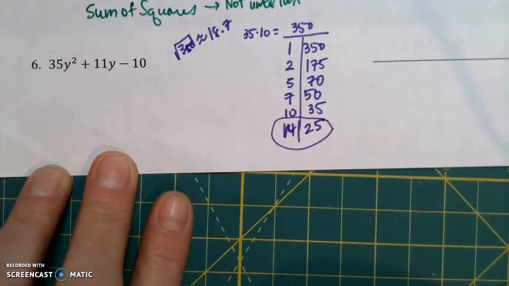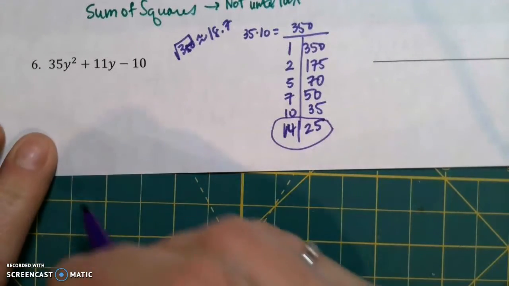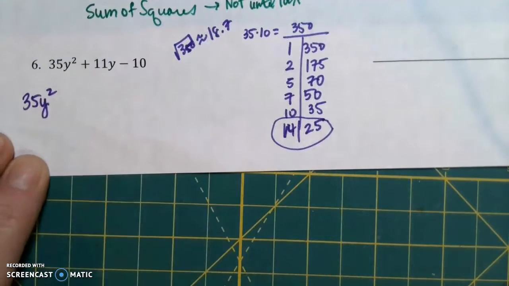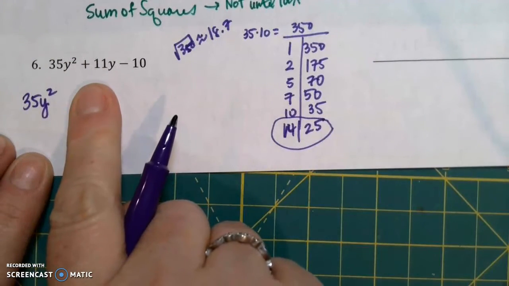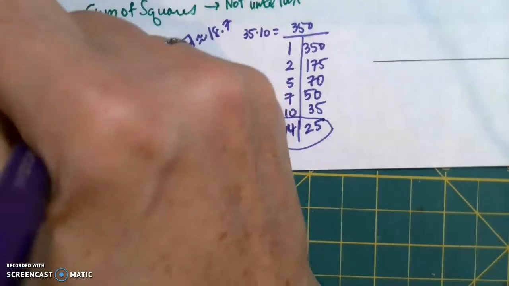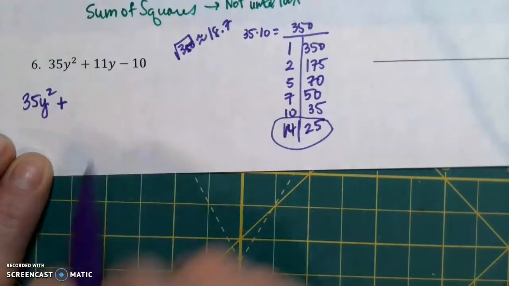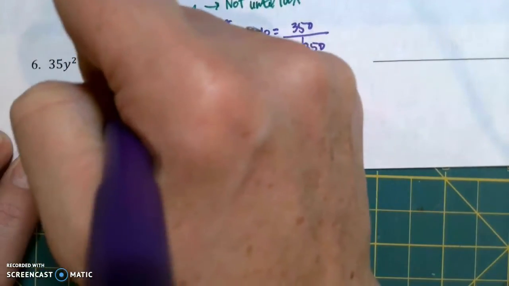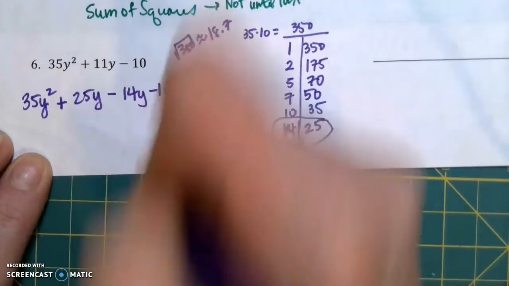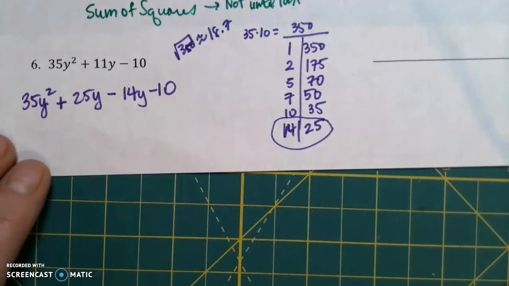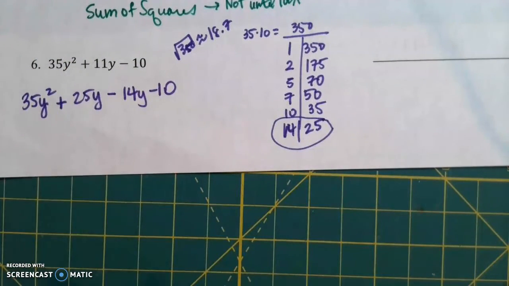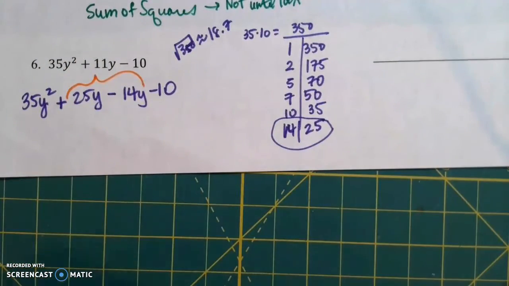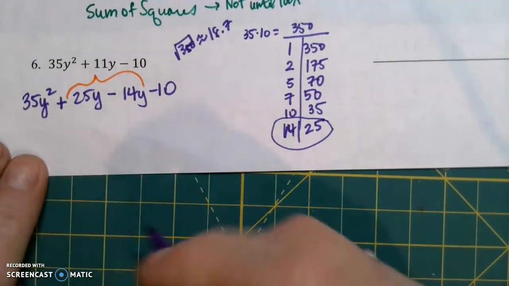So the 25 and 14. So I would rewrite that as 35y squared. We're going to need to have the 25 be the positive one to make sure that the middle term stays positive. So 25y minus 14y minus 10 would be what I put in there as my substitution for 11y. And now we can go through and use factoring by grouping.